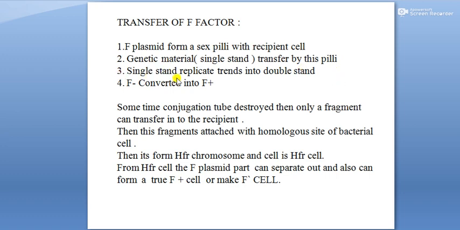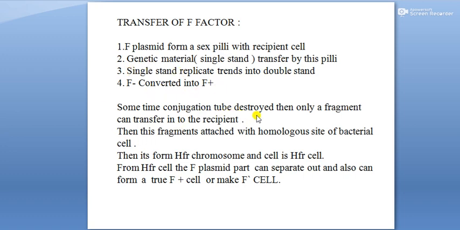Next, number 3, the single-stranded DNA in the recipient turns into double-stranded. Obviously, recombinant formation happens here. That means double strand to single strand, then single strand to double strand. And through this process, F minus cells are converted into F plus cells.